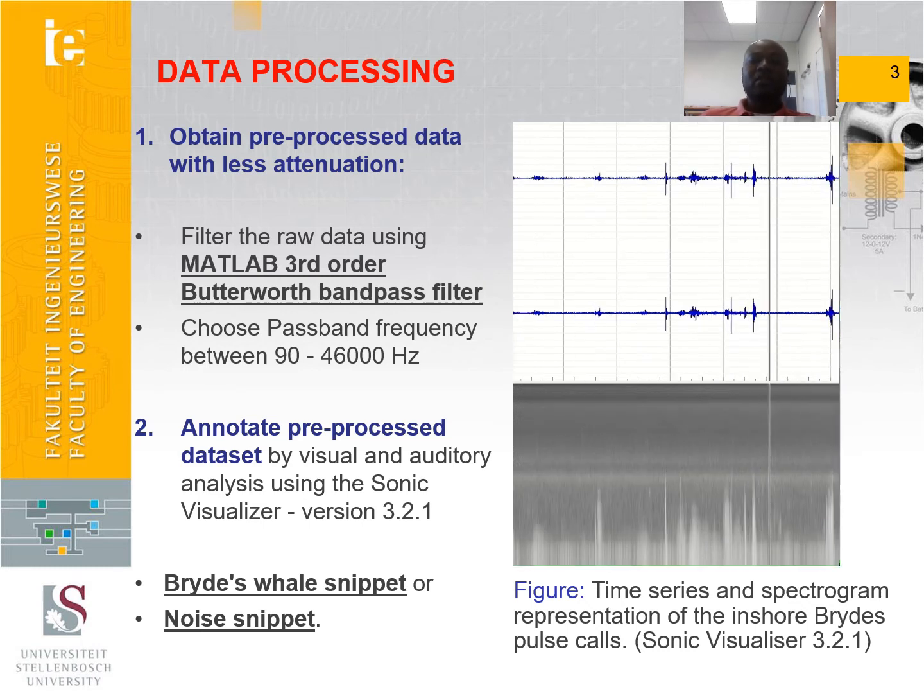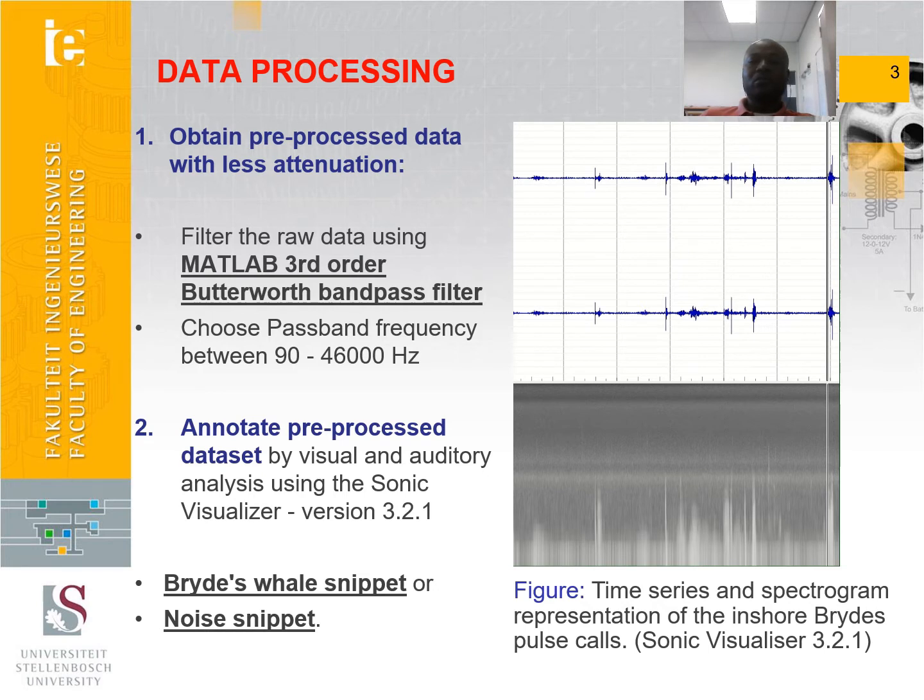The first thing is to obtain a data set with less attenuation. This we did by filtering the raw data using MATLAB's bandpass filter in order to remove background noise and DC components. Here, we have selected a passband frequency ranging between 90 Hz and 46,000 Hz, since from study, the basic call frequency of Bryde's whale is generally greater than 90 Hz.